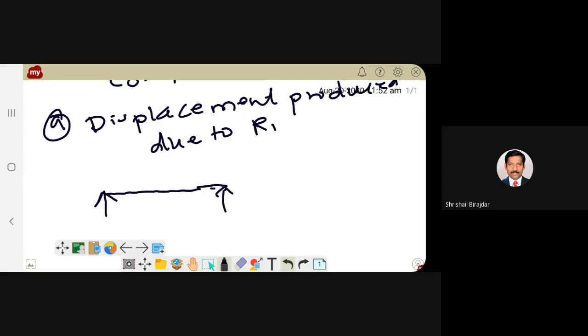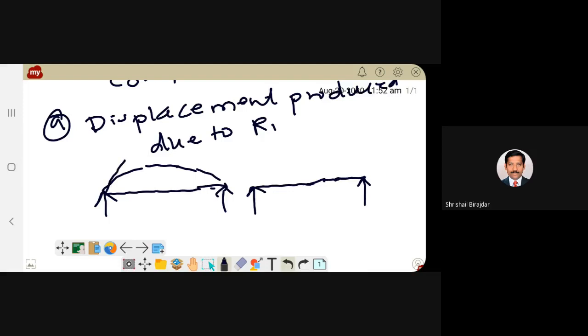Make sure that you just separate the two spans. 2 वेगवेगळे स्पॅन इथं करून घ्यायचे कारण की 2 स्पॅन कंटिन्युअस बीम आहे. Okay, so I'm having the two spans. I'm just drawing the free body diagram of two spans. Okay, this is the deflected profile.